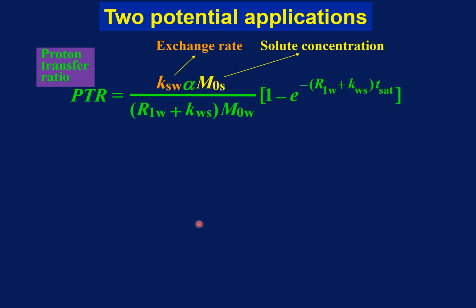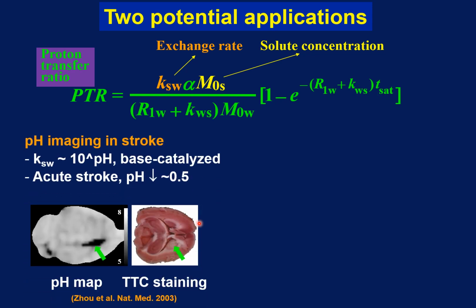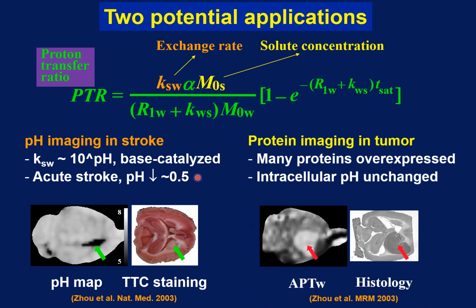APT imaging has two important applications. One is pH imaging, because the exchange rate depends on pH. One important application is pH imaging of stroke, because in acute stroke, pH is reduced by 0.5 unit. Another application is imaging of protein. One important application is imaging of cancer, because many proteins are overexpressed in cancer, while intracellular pH is higher than in the normal brain.